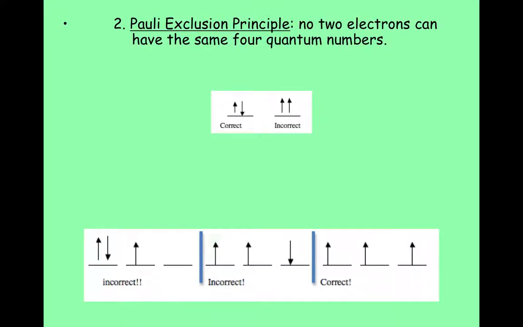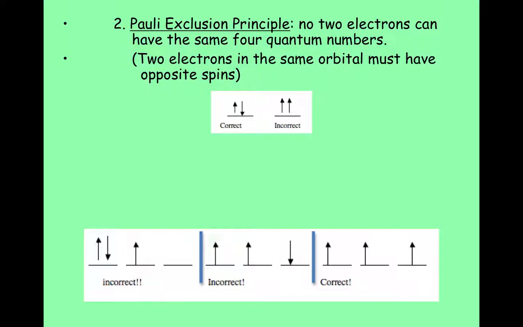The second rule is the Pauli exclusion principle. It says that no two electrons can have the same 4 quantum numbers. Two electrons in the same orbital have to have opposite spins. So you see on the left here, that's the correct way to show two electrons in the same orbital. And then with both arrows pointing in the same direction, that is not allowed. That is incorrect, to the right.